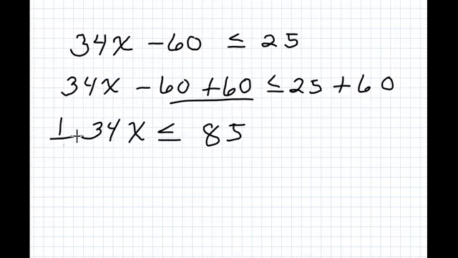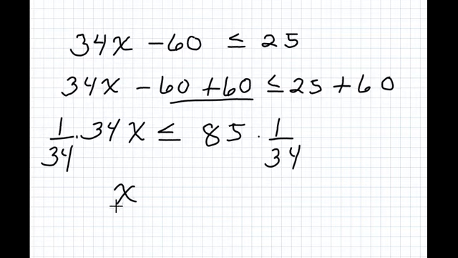And we multiply both sides by 1 over 34. And we're left with x is less than or equal to, now this will reduce down to 5/2. And remember, we can write that in interval notation and draw our graph. I'm going to go ahead and let you do that.